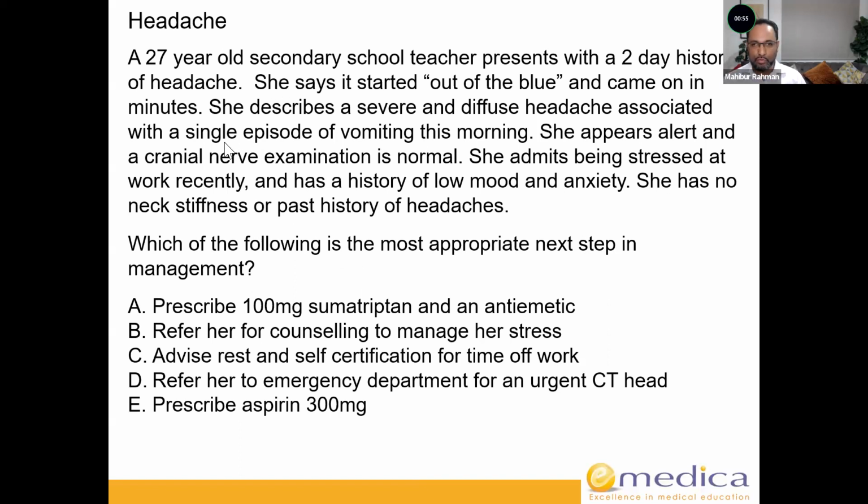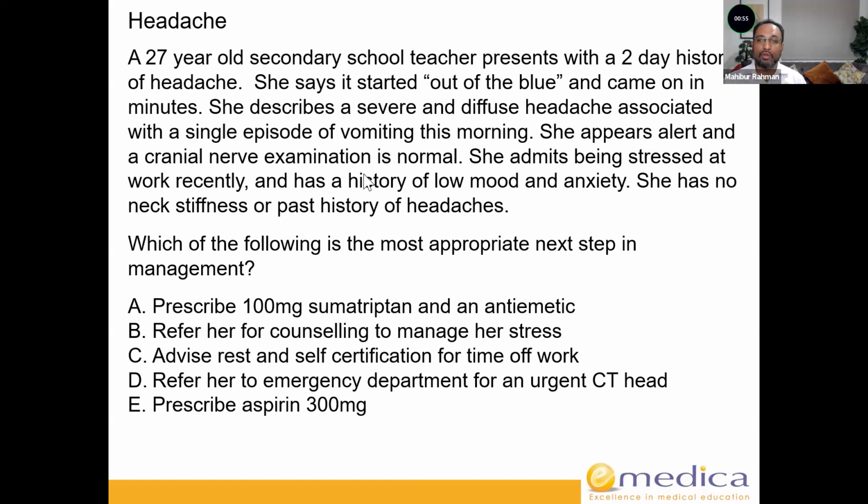So a couple of clues here, all right? This bit's really, really important. So they've had this headache for 2 days now. They're a young patient. It started out of the blue and came on in minutes. It was a very severe and diffuse headache. So it's all over, okay? Not on one side. And then they vomited this morning. So it started 2 days ago. They didn't vomit at the beginning. They're vomiting now, all right? That's actually really, really subtle, all right?